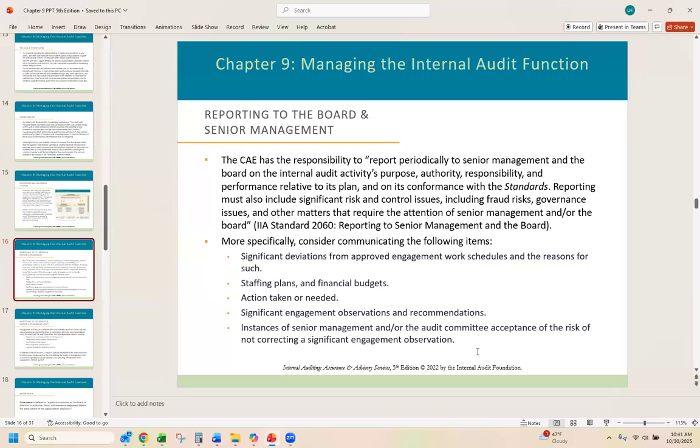Reporting to senior management and the board. So down here, it gives a list of things that actually need to be communicated officially. Significant deviations from approved engagement work schedules and reasons for such.